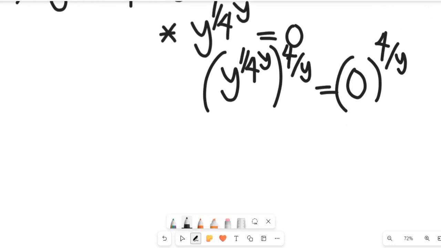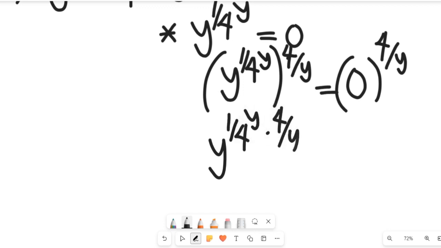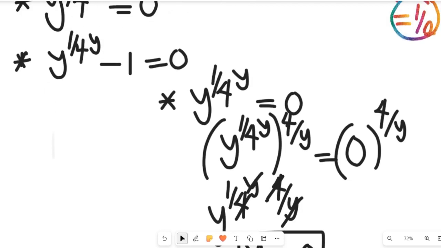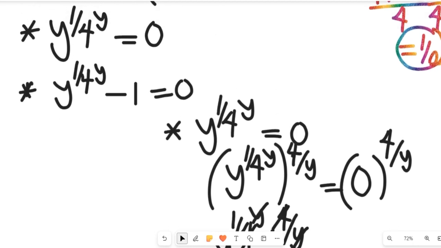So following what we have there, according to the law of indices, we'll have y to the power of 1 divided by 4y multiplying 4 divided by y, right? y clears y, 4 clears 4, and then we'll have y to the power of 1, which is y, equal to 0. So y equal to 0 is the first solution to that exponential equation.